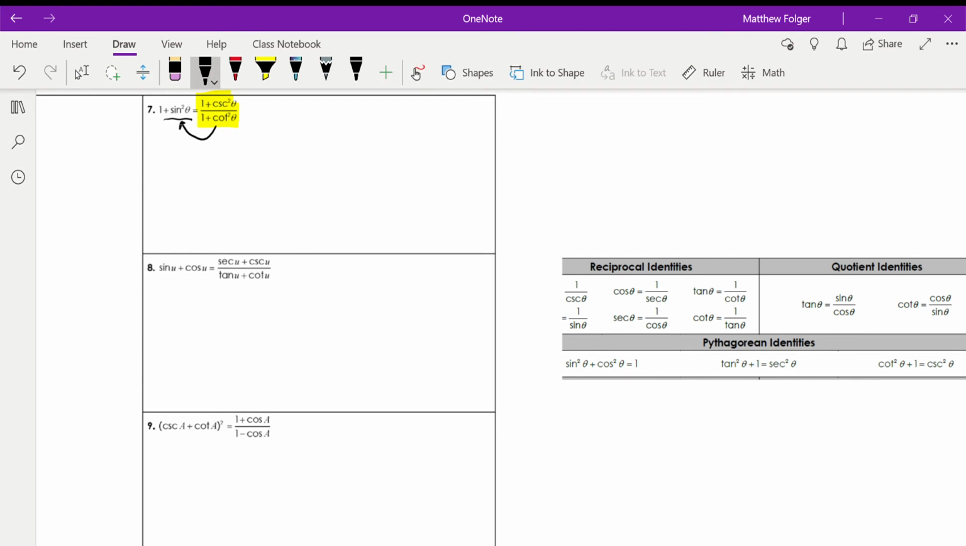Now, there's a couple different ways to go about this. If you look at your answer key, they're actually going to do it a different way than I did. And that's fine. You can do it that way. I feel like my way is a little bit simpler, but whatever works for you. So let's get started. Let's simplify this side.